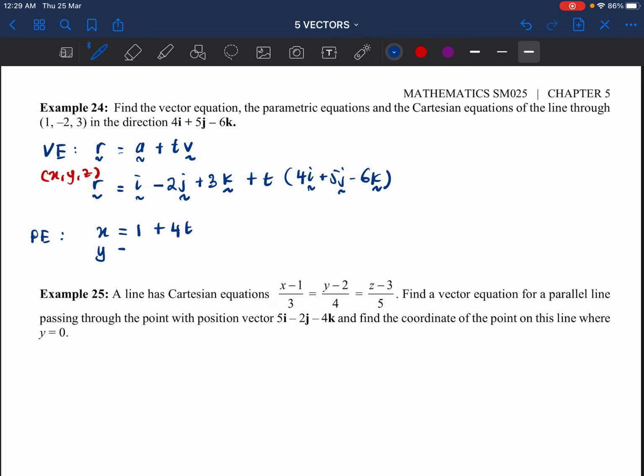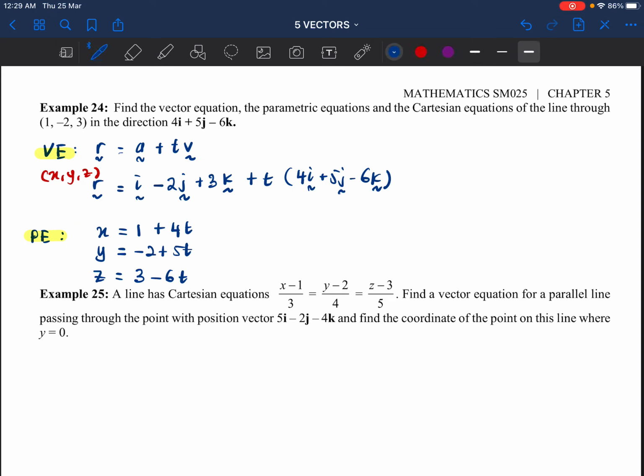Next, y equals negative 2 plus t times 5, so we have negative 2 plus 5t. And the last one, z equals 3 minus 6t. Okay, so that is our parametric equation. So we now have two: the vector equation and the parametric equation.